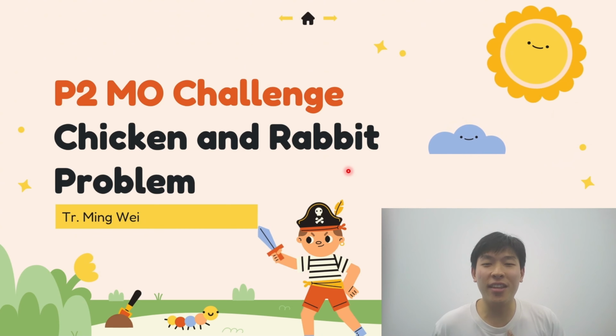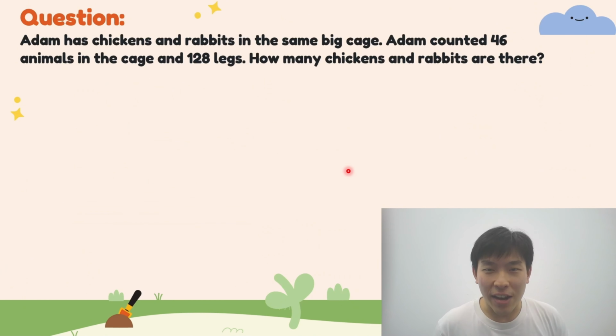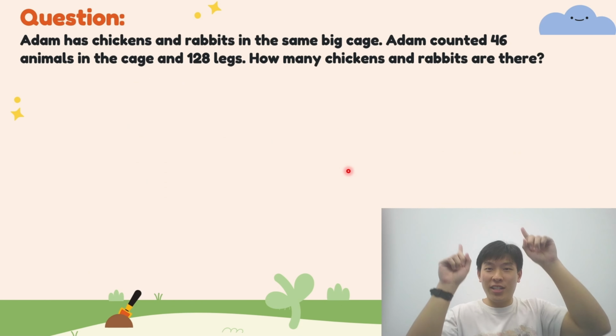I'm Teacher Mingwei and today we are going to look at a very typical problem in Mathematical Olympiad. That is the chicken and rabbit problem. So let's dive right in. First, let's read the question.